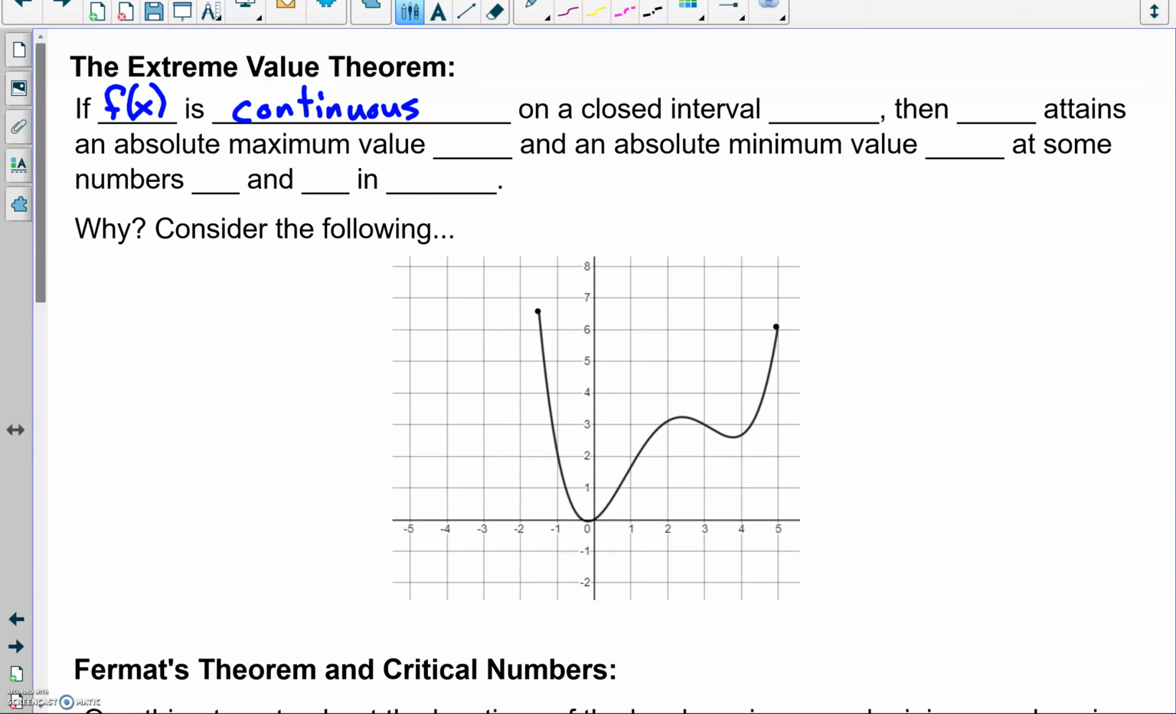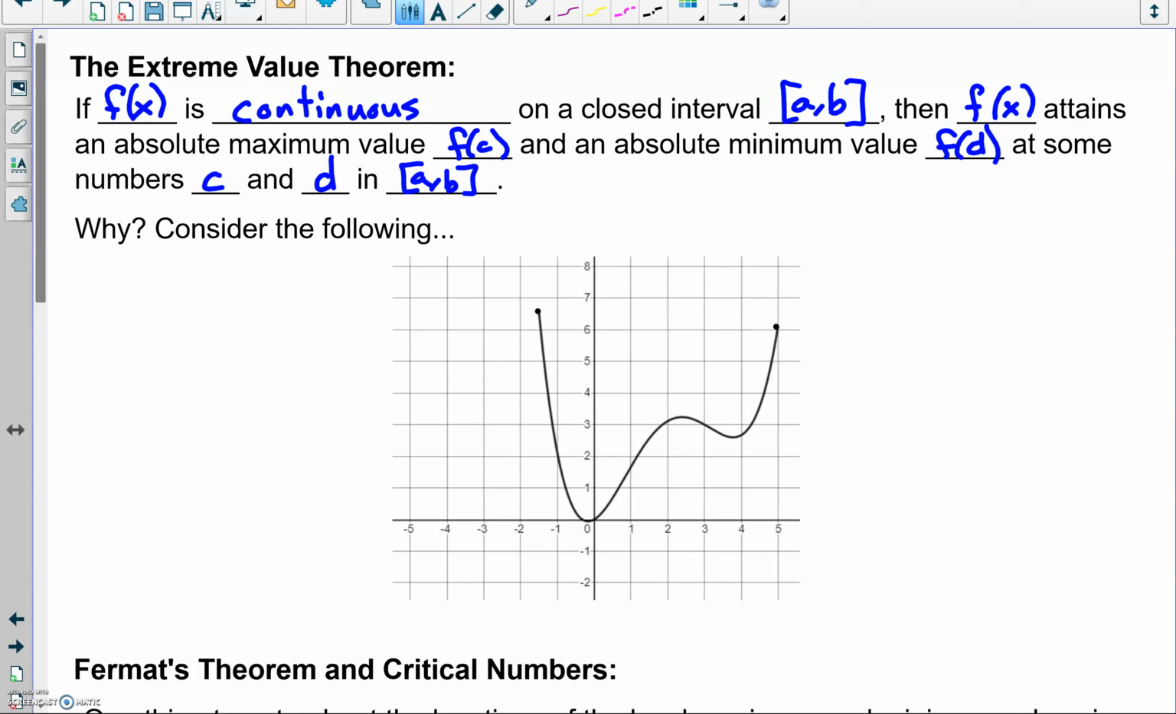And it's going to be on a closed interval, a to b, then the function is going to attain an absolute max value, f of c, and an absolute min value, f of d, at some numbers, c and d, in the closed interval a to b. So somewhere between a and b, maybe including a and b, you're going to have an overall highest y value and an overall lowest y value when it's continuous.